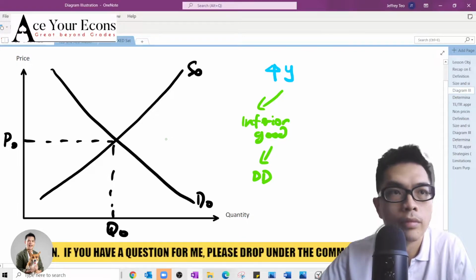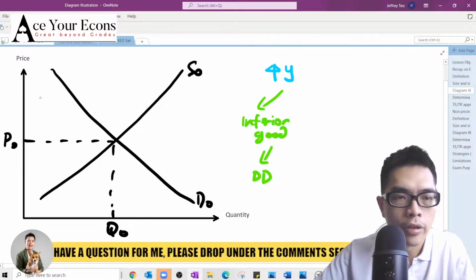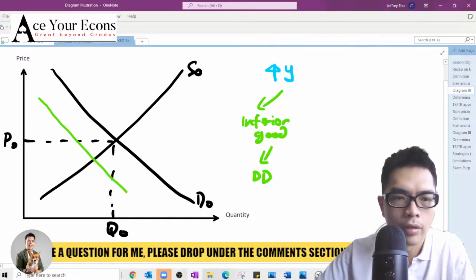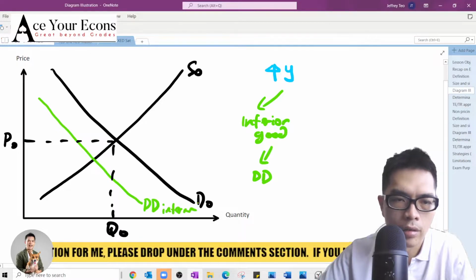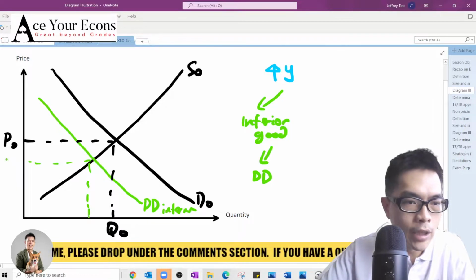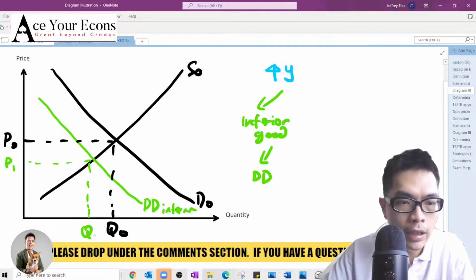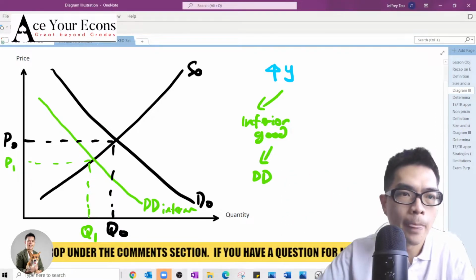The demand curve shifts to the left. Okay, shifts to the left. Shift to the left. So this is demand for an inferior good. Are you all following me? So the magnitude of shifting to the left doesn't really matter. Okay, it is the direction of shifting to the left.